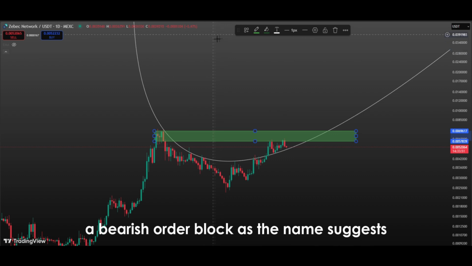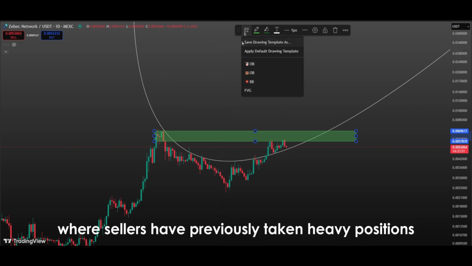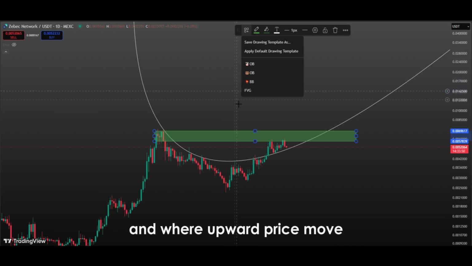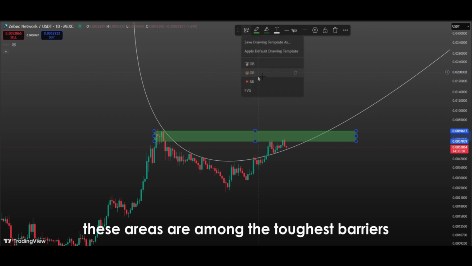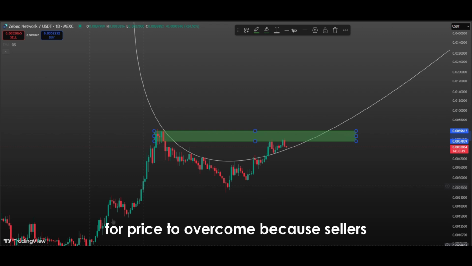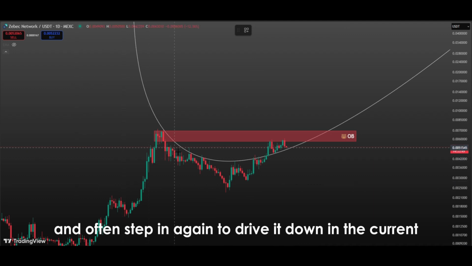A bearish order block, as the name suggests, is a zone where sellers have previously taken heavy positions and where upward price movement was halted. In technical analysis, these areas are among the toughest barriers for price to overcome because sellers here have previously pushed the price sharply lower and often step in again to drive it down.